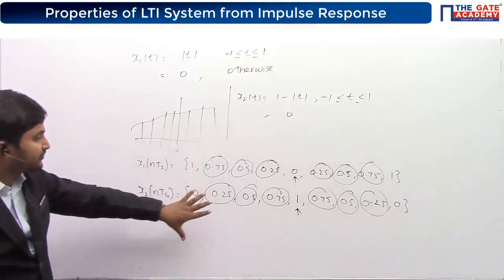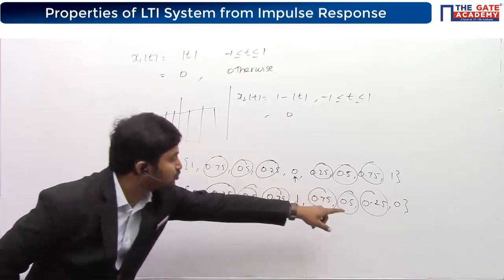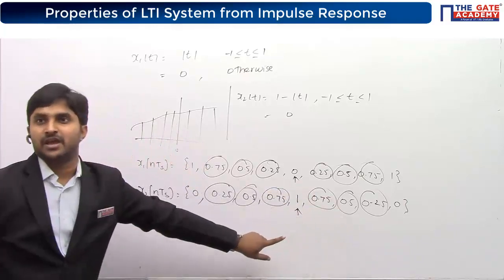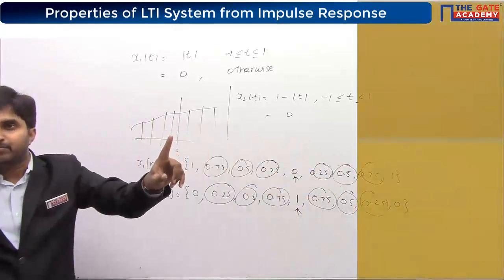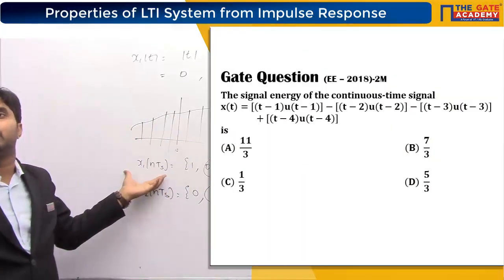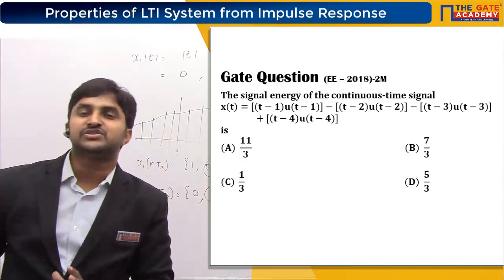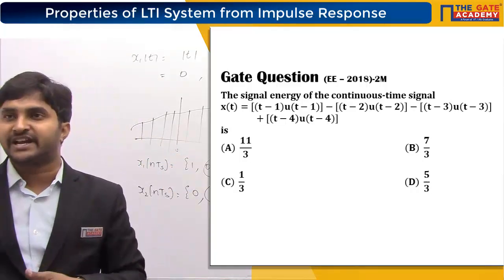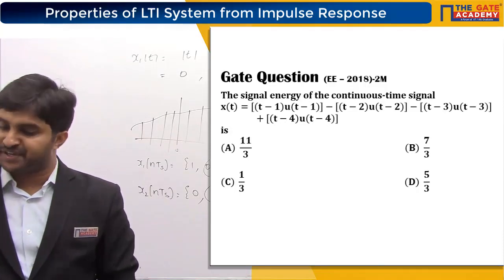Now, if you see the difference between these two, the only difference is that here 0 comes 2 times, 1 comes once. Here 1 comes 2 times, 0 comes once. So obviously the first one is going to have more energy when compared to the second one. Yes or no? So the answer is option A.